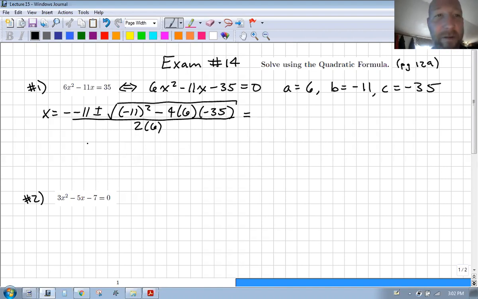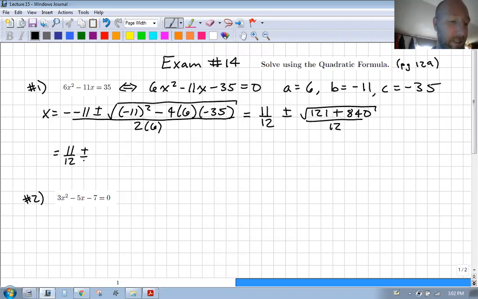All right, so we have negative negative 11, which is a positive 11, over 12, plus or minus the square root of 11 squared, which is 121. Minus a minus is a plus, and I'm going to have to use my calculator here: 4 times 6 times 35, 840, over 12. So 11 twelfths plus or minus the square root of 840 plus 121, which is 961.